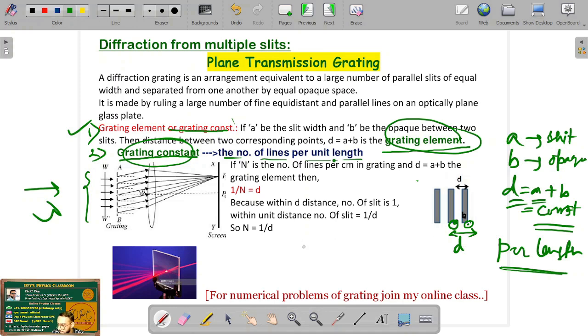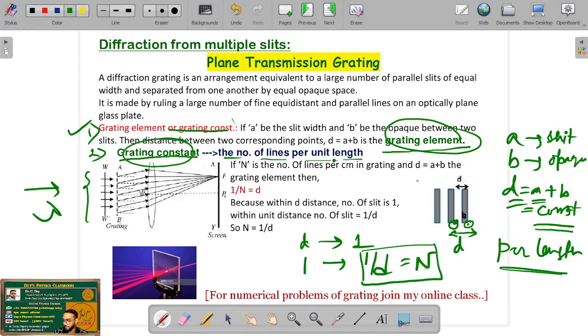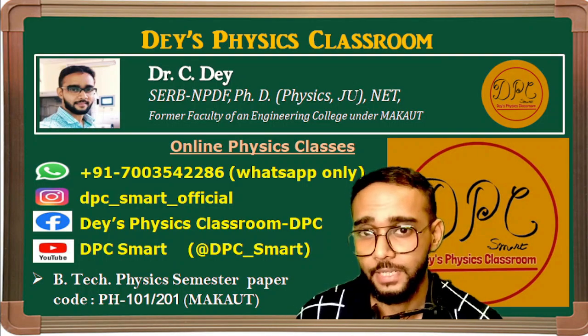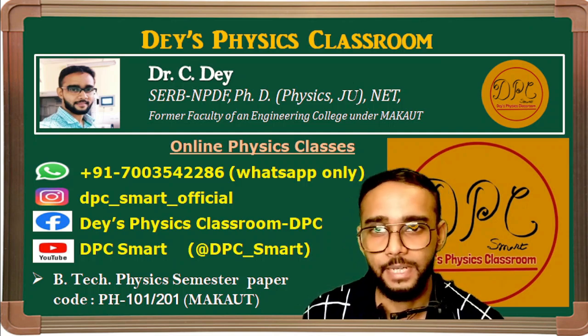So in distance d, the number of rulings is 1. So in d distance number of ruling holo 1, তাহলে unit distance number of ruling would be 1 by d, and according to the definition of grating constant this is N. So this is how N becomes equal to 1 by d, or 1 by grating element. Several numerical problems used to come in the MAKAUT B semester question paper regarding grating, grating element, and grating constants.